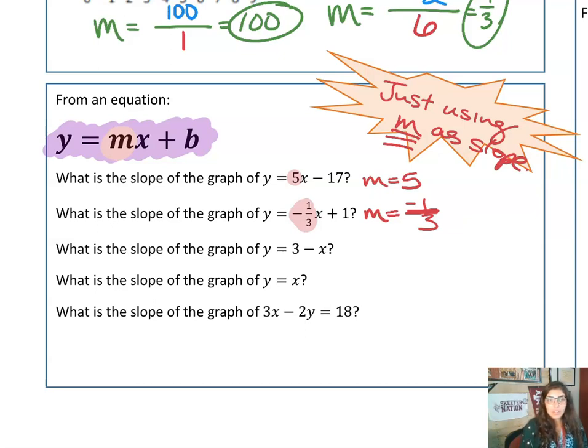Now this next one says, what is the slope of the graph of y equals 3 minus x? And you might be saying, Miss Quigley, that does not follow mx plus b. It's not exactly true. The y is still by itself, and I still have an mx term. It just happens to come second, and I still have a constant term. I'm still good. So all I have to do is look at the coefficient of the x, which in this particular case is an invisible number. What's the invisible number that's in front of x? Negative 1. That means that my slope is negative 1, not negative x, negative 1.